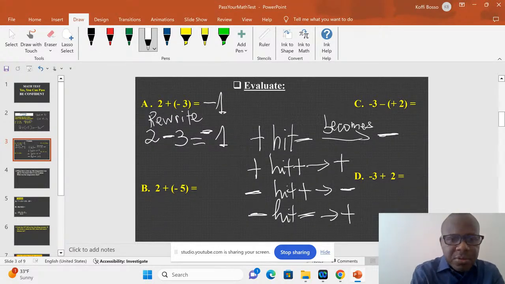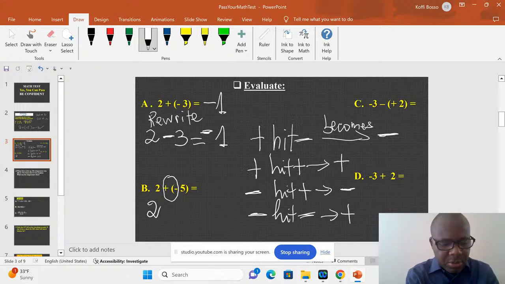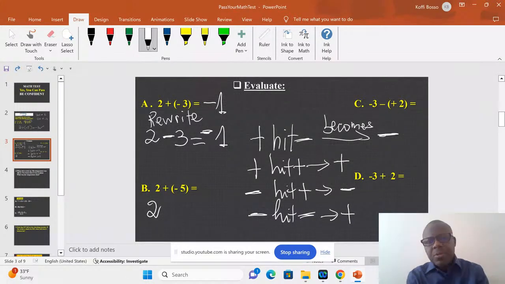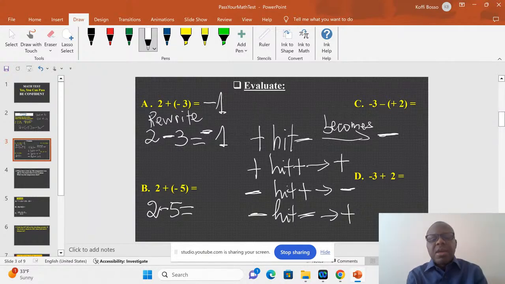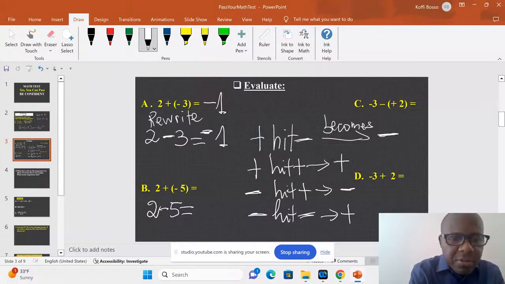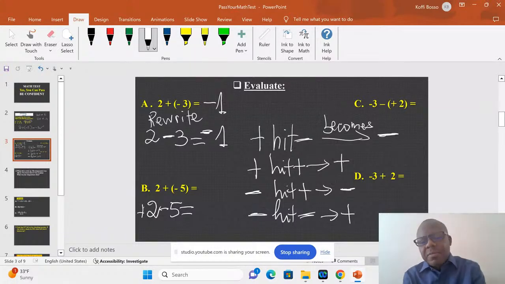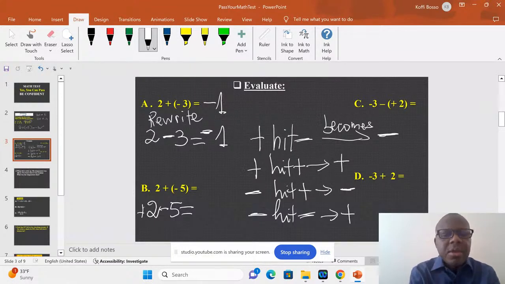If I want to use this process here, B, I have a 2. Now, I'm going to remove the parentheses. Removing the parentheses here means that my positive sign will hit the negative sign, and in doing that, I get negative. So 2 minus 5. And to do 2 minus 5, because 2 is positive and 5 is negative, they don't have the same sign. Because the two numbers have different signs, what we do is take 2, which is the small number, from 5, the large number. If we take 2 from 5, you get 3.